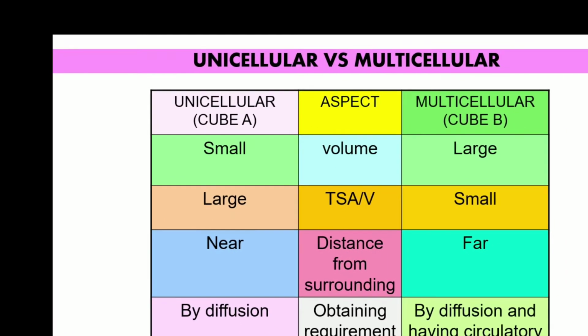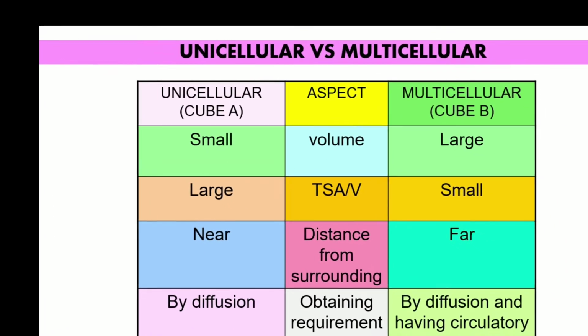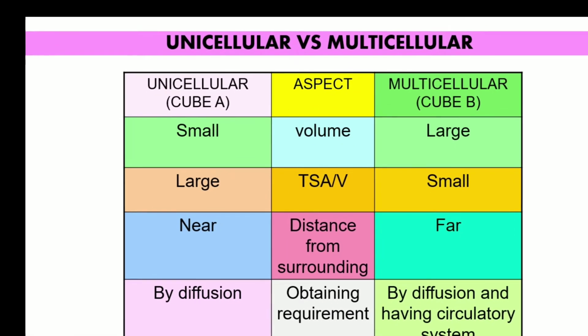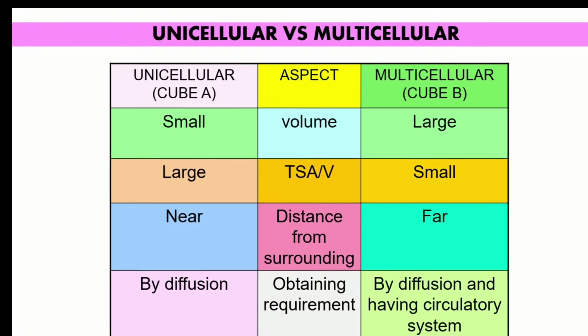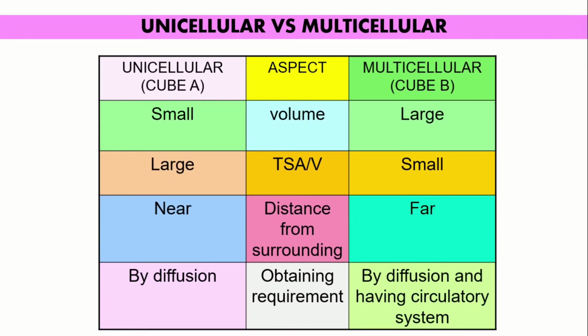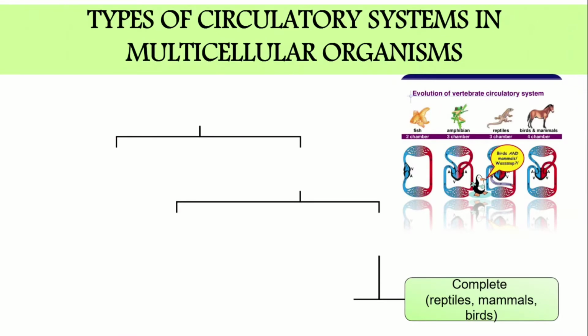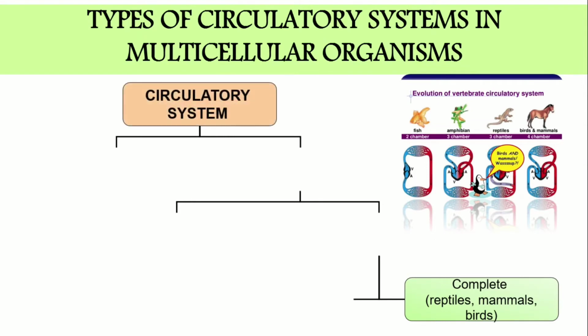The unicellular will obtain their requirements by diffusion, but the multicellular will obtain their requirements by diffusion and also have the circulatory system. In detail, we are going to discuss the types of circulatory system in multicellular organisms.